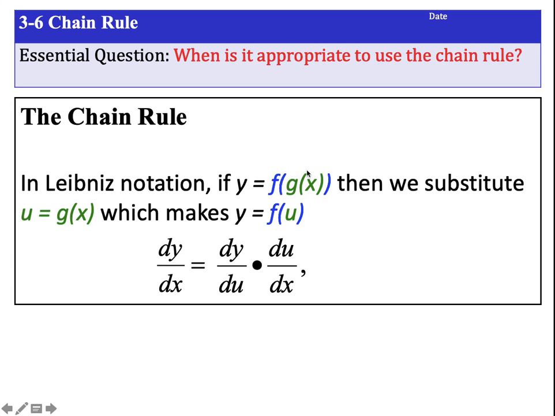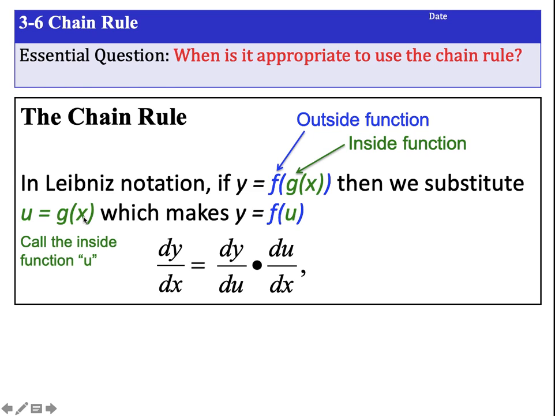So the way we define the chain rule is that we have a composite function here. In this composite function, we have an outside function and an inside function. We call the inside function u of x, or u. And so g of x, which is the inside function, we set equal to u. Then we can rewrite the outside function as f of u instead of f of g of x. So the outside function becomes this function that is written in terms of u.